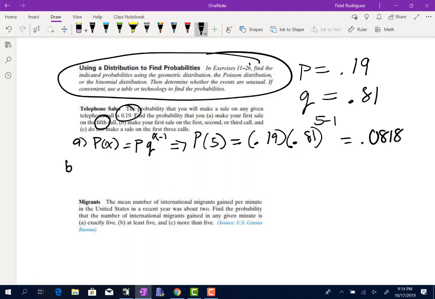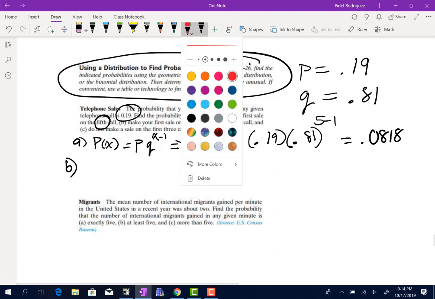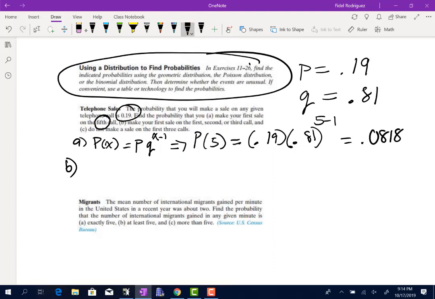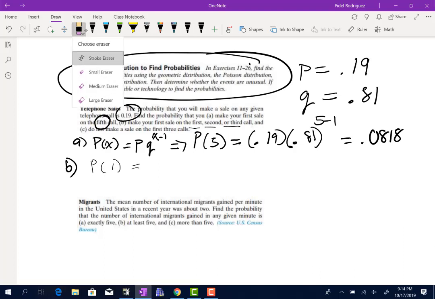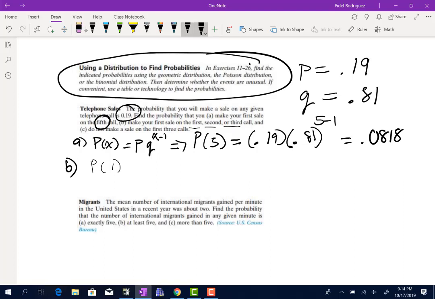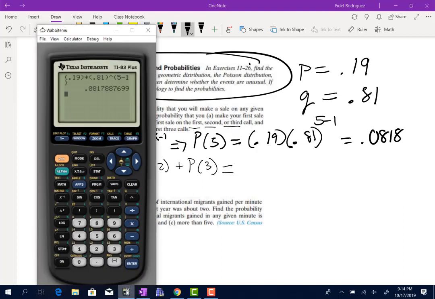Okay, now let's look at part B. Part B says we're going to make our sale on the 1st, the 2nd, or the 3rd call. So guys, what I'm going to do is find the probability I make it on my 1st, and then we're going to accumulate all the way until we get to 3, okay? So I'm going to come back to my calculator, right? Guys, can I go second entry? And then I'm just going to change that first 5 to a what? To a 1, good. And we'll hit enter.